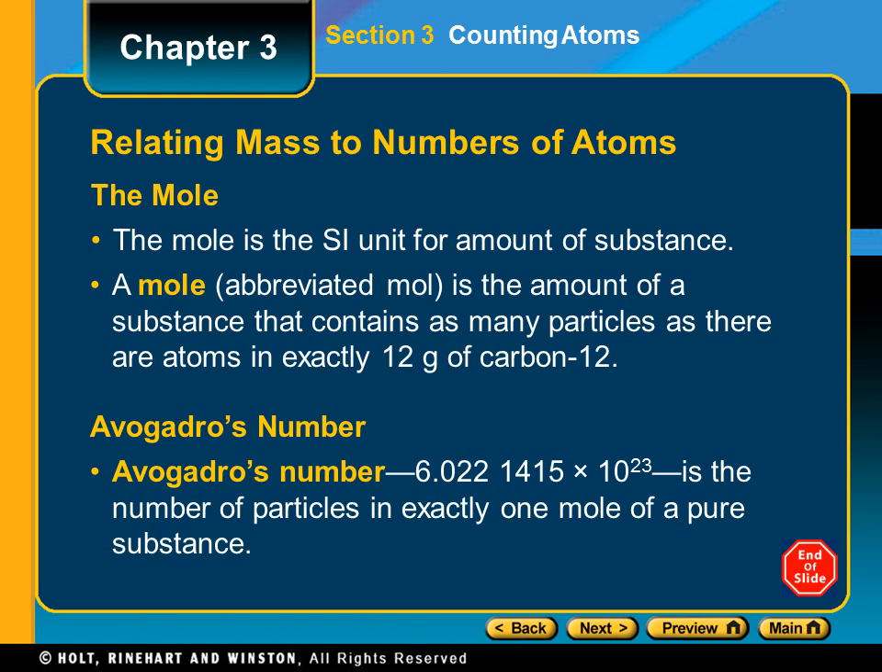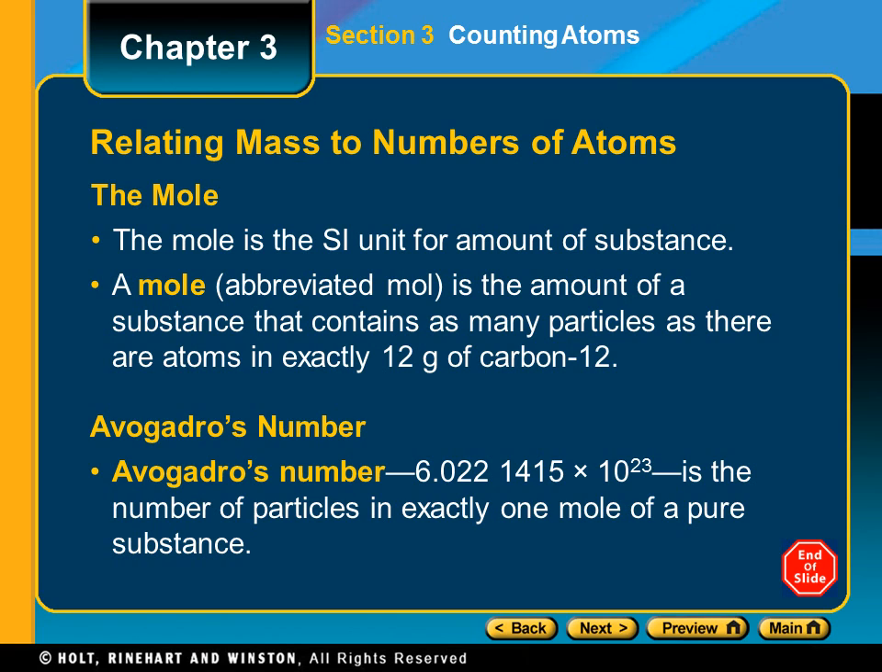If you talk about 1 mole of carbon, you are saying that there are 6.0221415 times 10 to the 23 atoms of carbon. If you talk about 1 mole of water, you are now saying that there are 6.0221415 times 10 to the 23 molecules of water. Right? There's no such thing as an atom of water. Molecules, right?